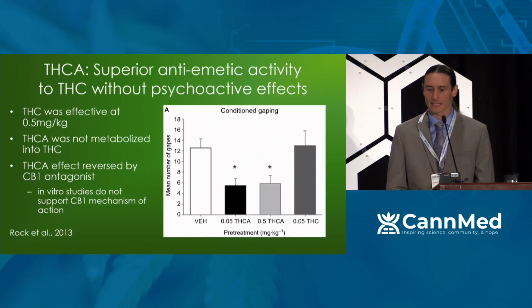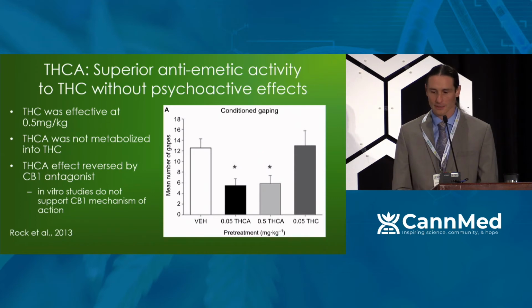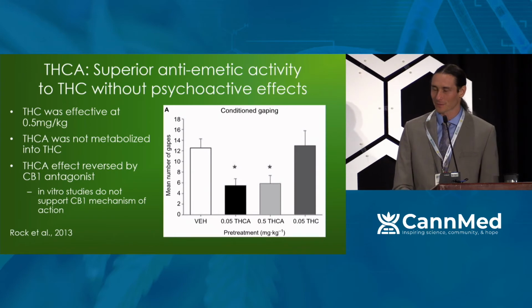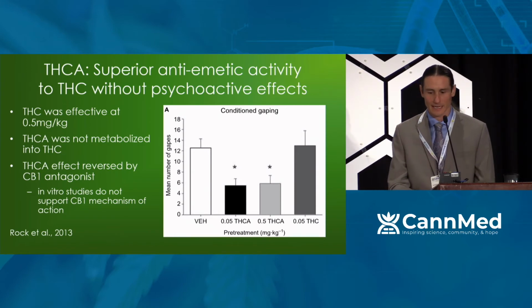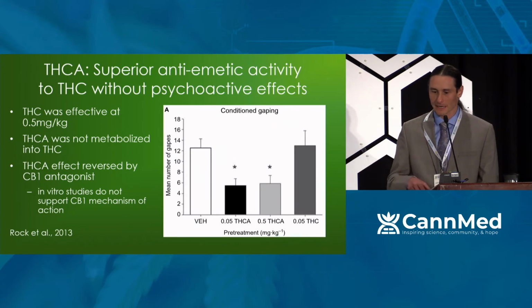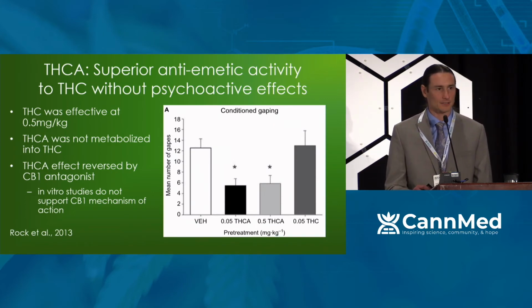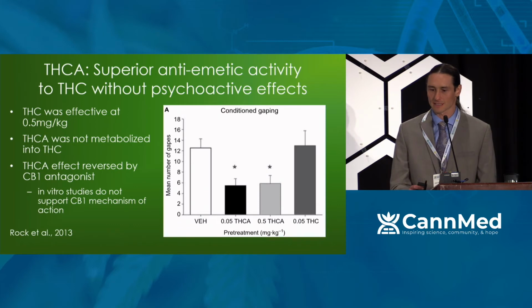So here's a little data from 2013 in a rodent model of nausea. They're counting something called gapes because these rodents don't vomit, they just gag. And so you can count them after administering a high dose of lithium chloride, which would make most of us gag, and see what the anti-emetic activity is. And so I point out the increased efficacy of THCA compared to THC.